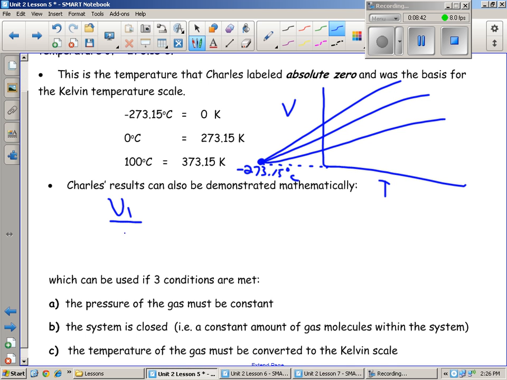Now, let me just write down. This is what Charles' law says here. That's Charles' law formula. You need to write that down. That's his formula. V1 over T1 equals V2 over T2. Okay. With this kind of formula, look at the T1 here, by the way, stands for temperature. T2 stands for the final temperature, initial, final.